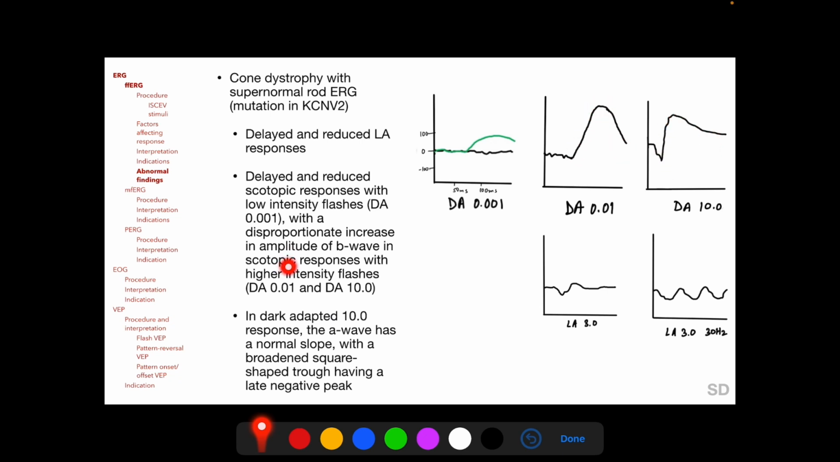In scotopic responses with higher intensity stimulus such as DA 0.01 and DA 10.0, and in the dark adapted 10-0 response, the A wave has a broadened square-shaped trough with a late negative peak.